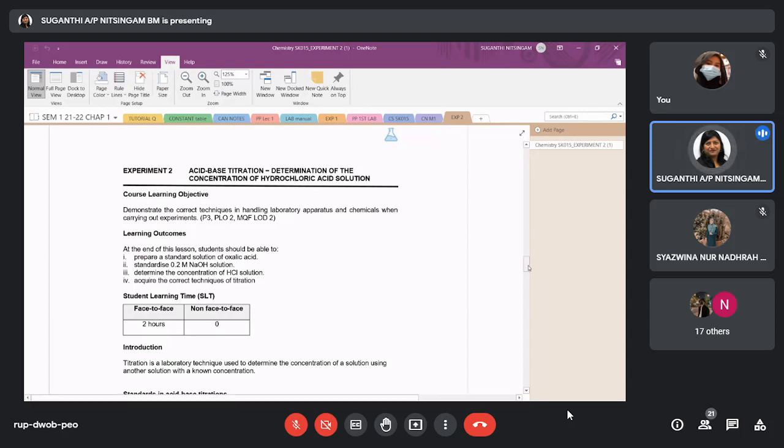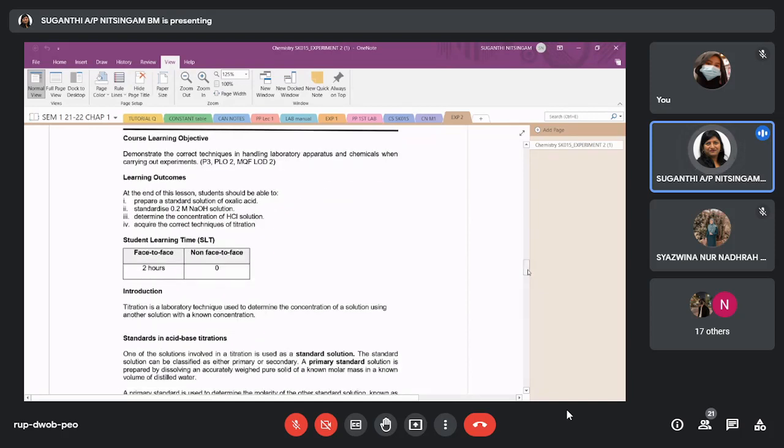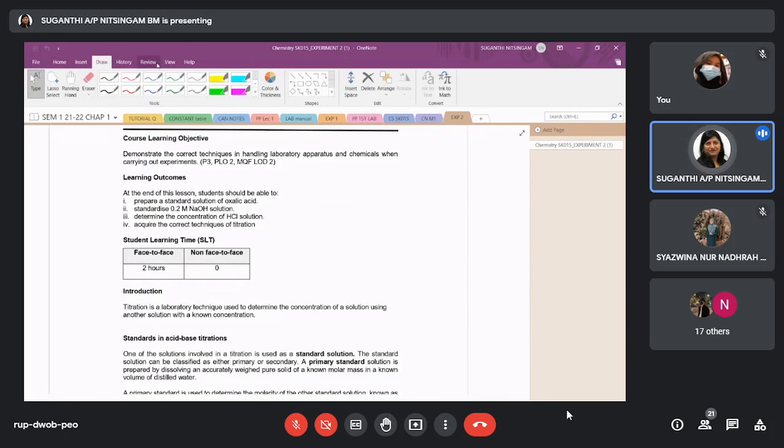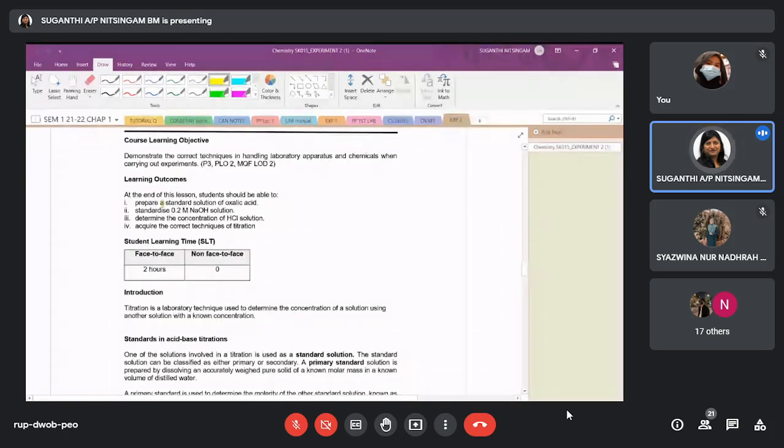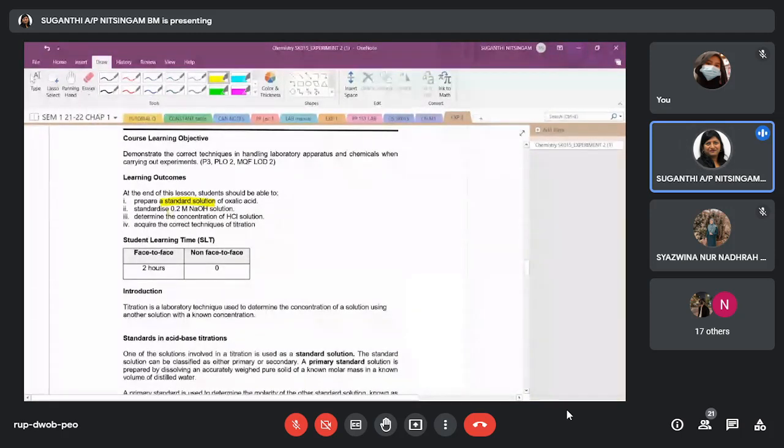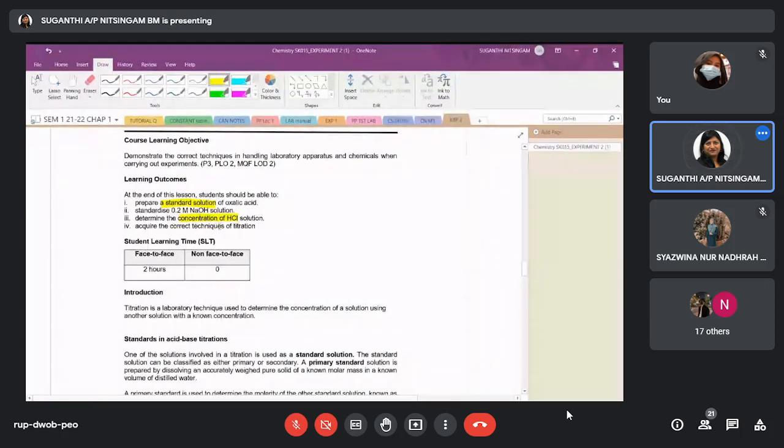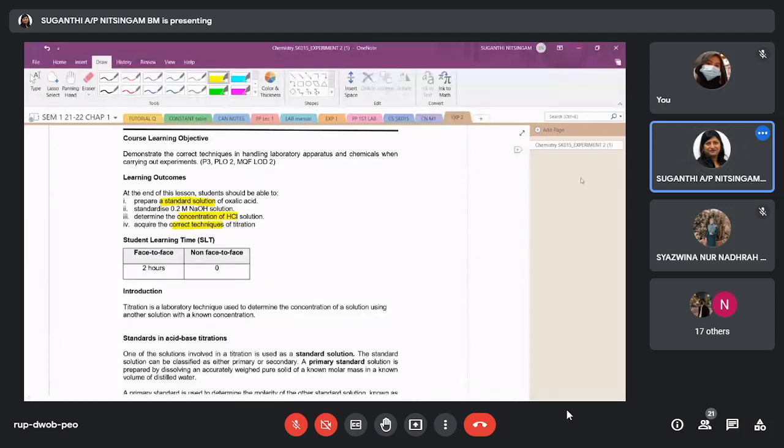Okay, so demonstrate the correct techniques in handling laboratory apparatus and chemicals when carrying out experiment. Okay, so at the end of this lesson, students should be able to prepare a standard solution of oxalic acid. Okay, so this is where your skills lah. Kita nak sediakan a standard solution, and then standardize the 0.2 NaOH. Determine the concentration of HCl and the correct techniques lah. So there are 4 things here that we want to see into.